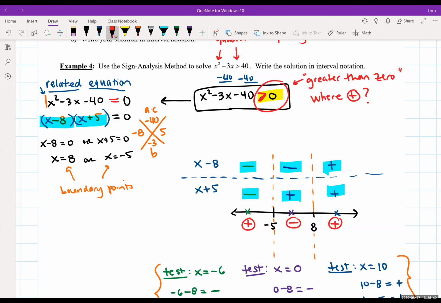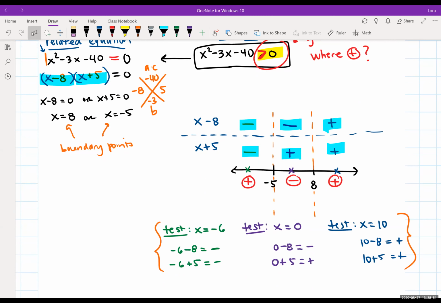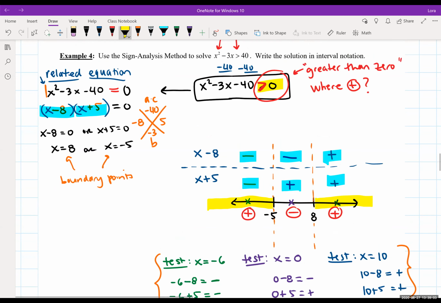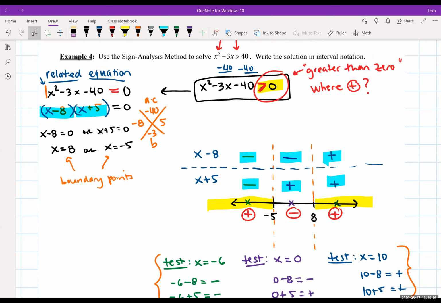We can go straight to our sign chart or our sign graph, and we can see right away, oh yeah, it's a positive region from negative infinity to negative 5. And it's also a positive region from 8 to infinity. So right away, we can use our sign analysis to address the solution. And so let's write that solution.